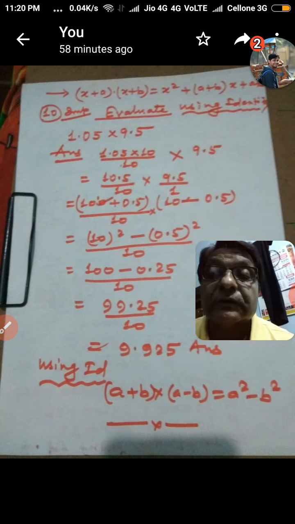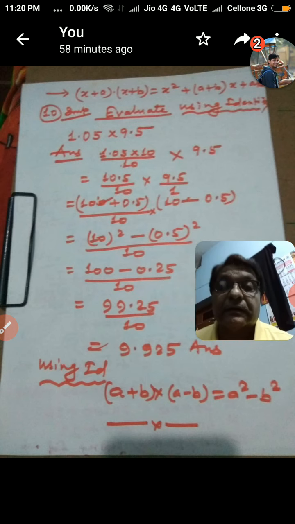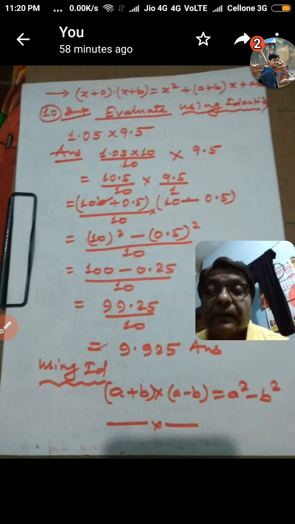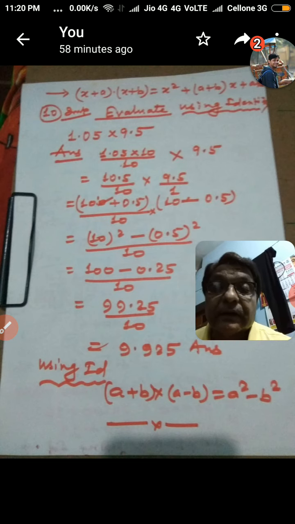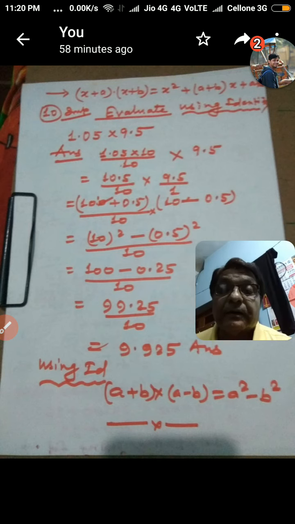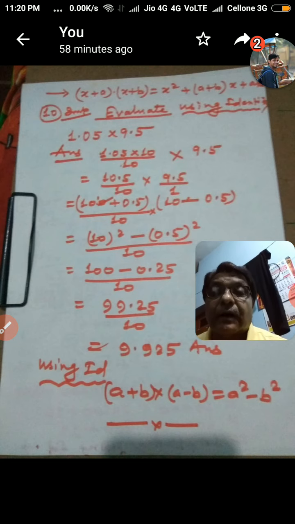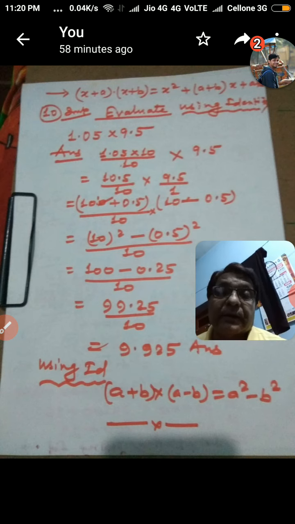Okay, so coming to this question, it is not directly based on an identity, but some work is needed, then it will take the form of an identity. So let us do what is required. We multiply 1.05 by 10 in numerator and denominator, thinking that we have done nothing because both the 10s will cancel out. Now after multiplying, the numerator becomes 10.5 by 10 into 9.5, which is already there.